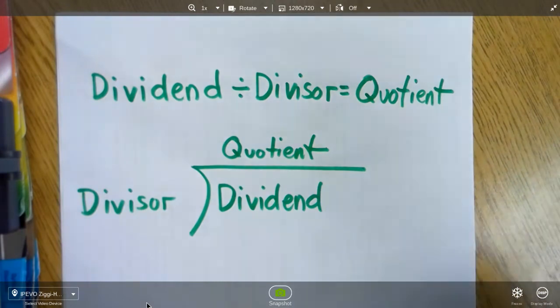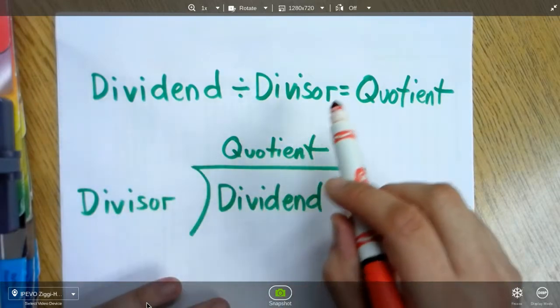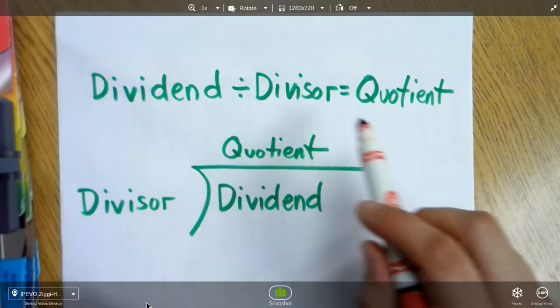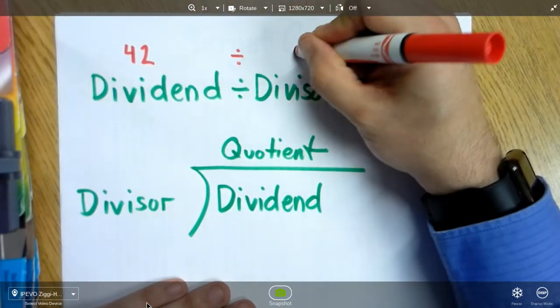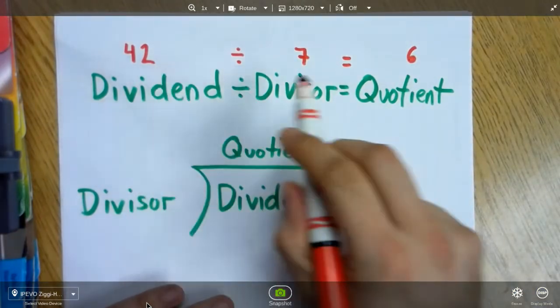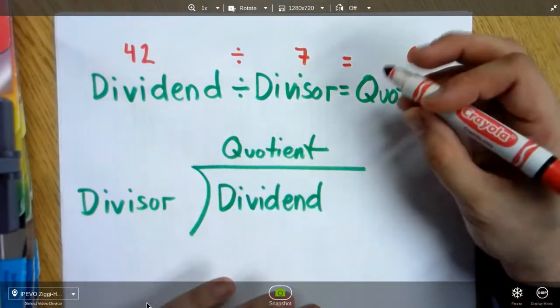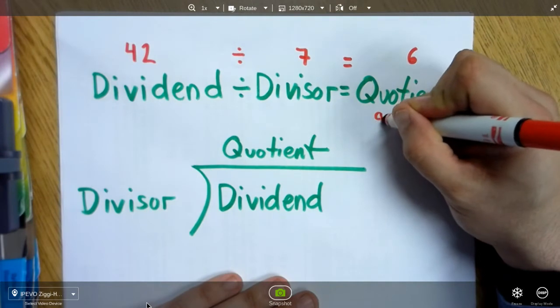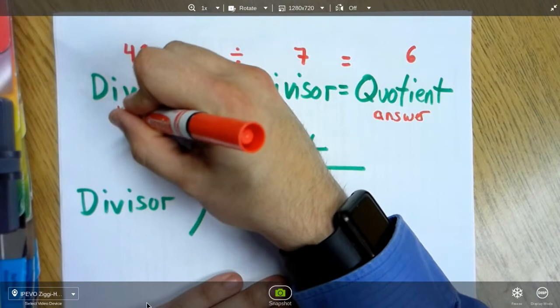So the first is just reviewing some math vocabulary that we have here. We have dividends, divisors, and quotients. A dividend is the number that you're starting off with. It's your total. Divisor is what you're dividing by, and your quotient is your answer. So for example, I could do 42 divided by 7 equals 6. So my dividend is 42, my divisor is 7, that's what I'm dividing by, and 6 is my answer, the quotient.